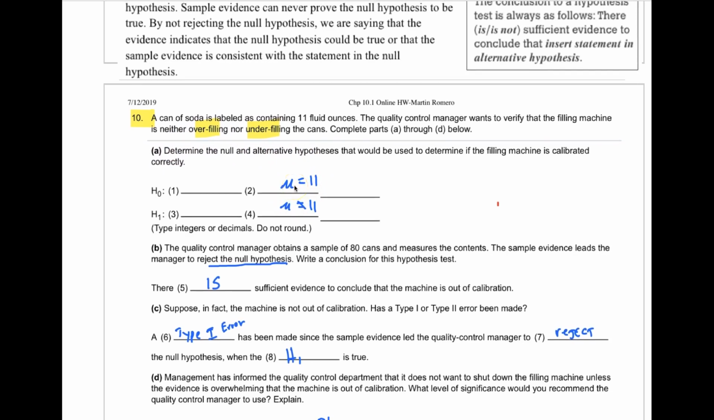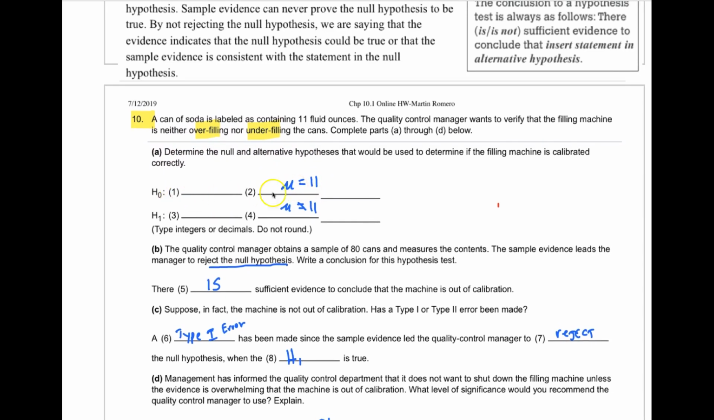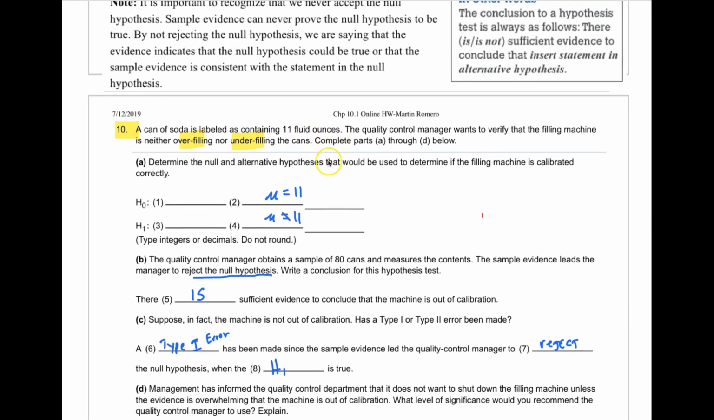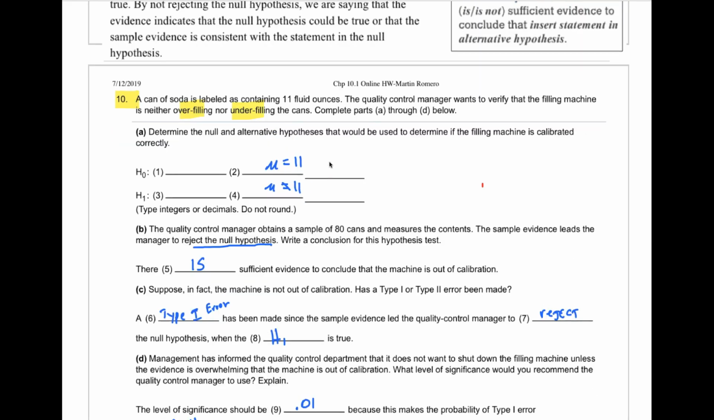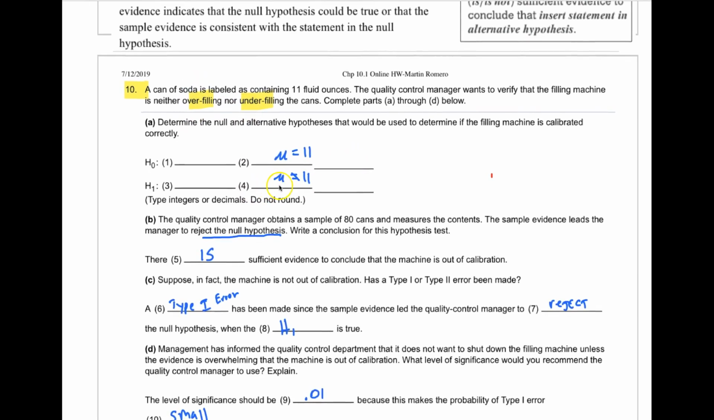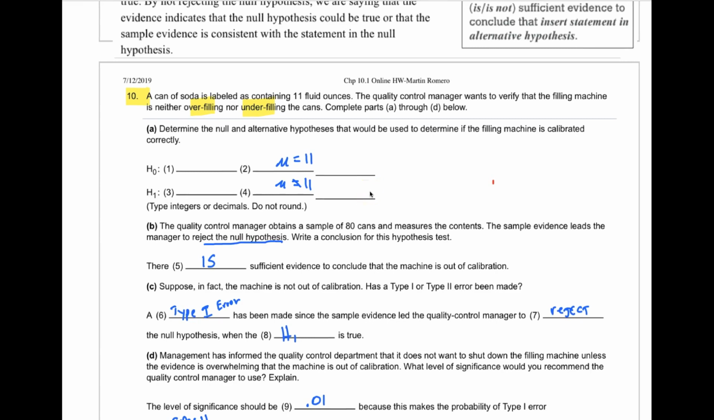So in this case the null hypothesis, null again meaning nothing has changed, there's no difference, is that the mean equals 11, the average amount of soda in a soda can is 11 ounces. Over or under filling means the mean is not equal to 11.